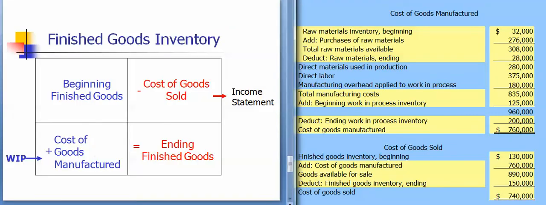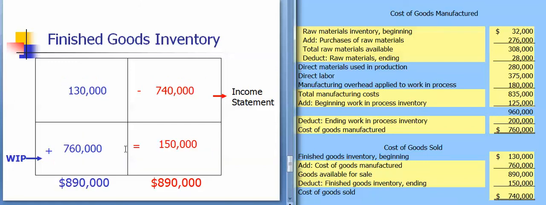Again, in terms of boxes, we have our beginning finished goods plus our cost of goods manufactured has to equal our ending finished goods inventory and anything that was transferred to cost of goods sold. And in terms of our boxes, beginning inventory of 130 plus our cost of goods manufactured gives us our 890 in goods available for sale minus ending inventory will give us our cost of goods sold.